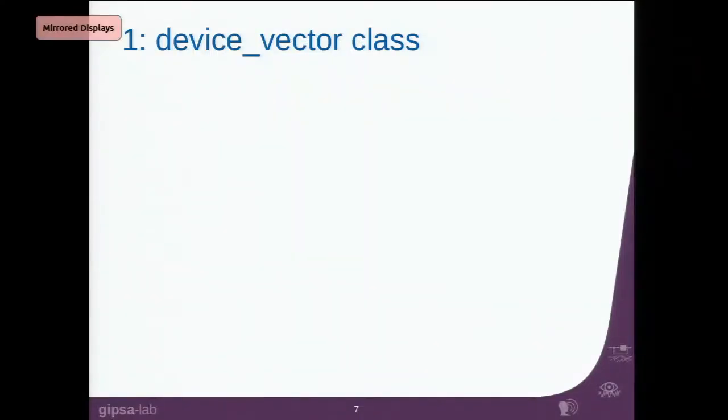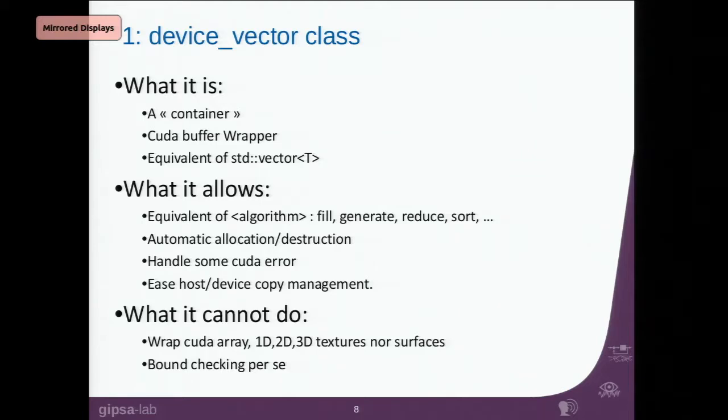So the device vector class, what is it? It's a container in the same sense as the STL containers you may know if you use C++. It's useful to wrap CUDA buffers. When I say CUDA buffers, it could be memory allocated with different allocators, like you could use pinned memory or managed memory. It's up to you. It's kind of an equivalent of the std vector.